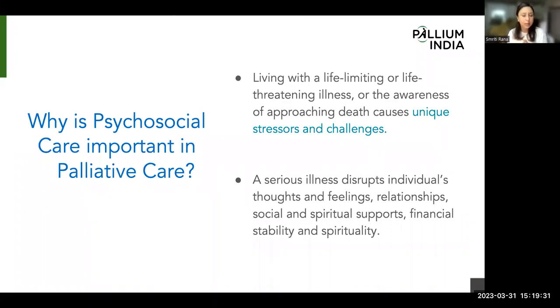And therefore, that person cannot be treated on the same baseline as somebody who does not have that condition. A serious illness will disrupt an individual's thoughts and feelings, relationships, social and spiritual supports, financial stability, and sense of spirituality. So, unlike something that can be managed well, a serious illness is a total experience. It's a total human experience, and therefore it is important for us to examine what the psychosocial impact of that disease is, what is the illness aspect of the disease.